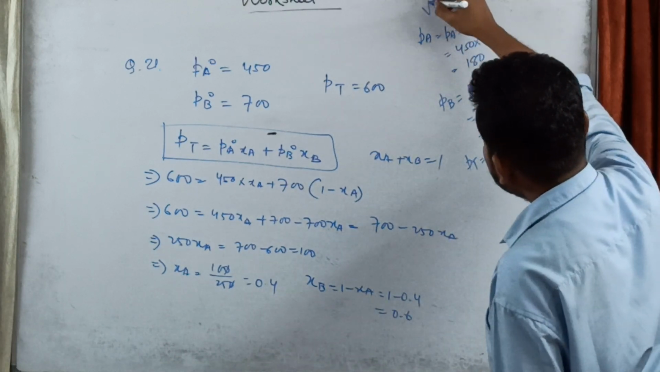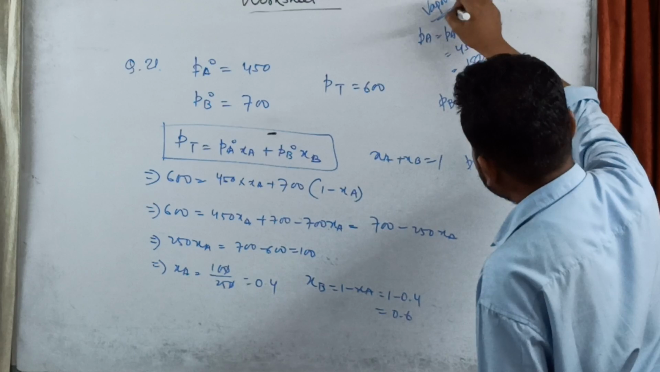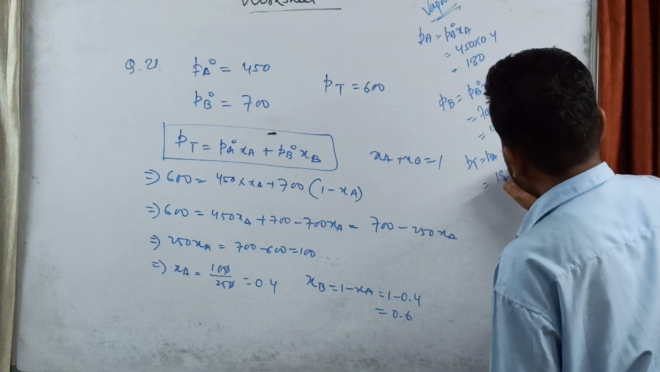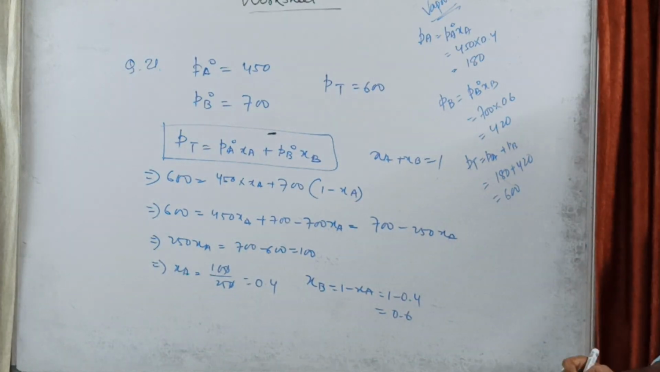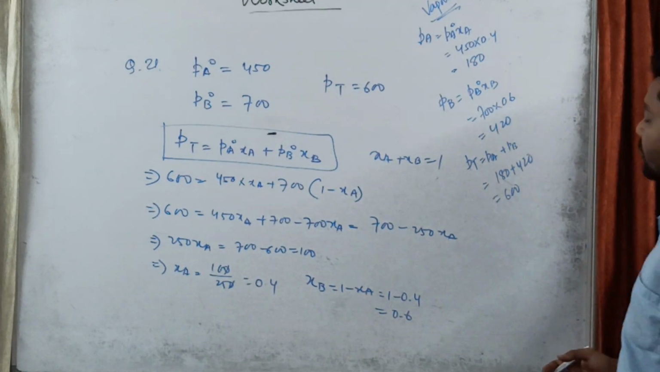Again the total pressure you need to calculate, that is PA plus PB in case of vapor phase. Whatever calculation you are doing here is for the vapor phase. So that is 180 plus 420. Again it is coming out to be 600. You can see, again it is coming out to be 600.